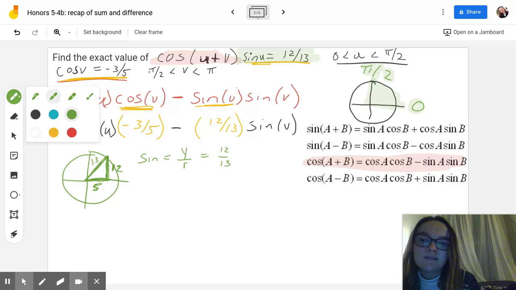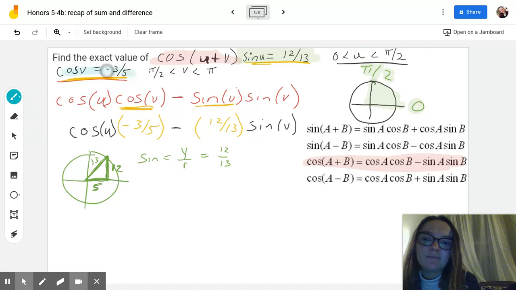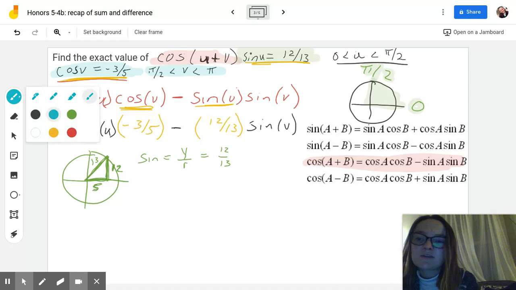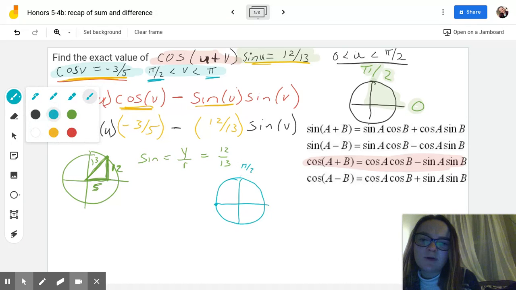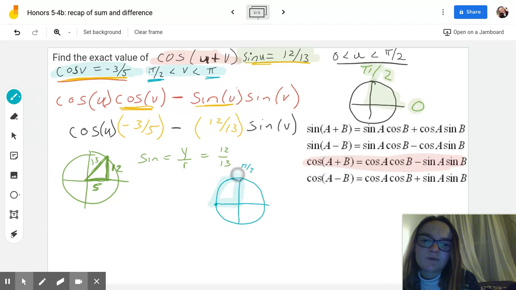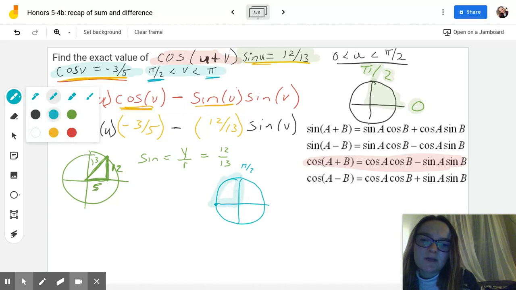Okay, let's go ahead and do a different color. Let's do blue. And let's go ahead and map out cosine of v. Okay, I know some more information for this one. So for cosine of v, let's go ahead and we'll draw a blue circle here. It says that this triangle has got to be between pi over 2 and pi. Okay, well, let's see. Pi over 2 is here, and pi is here. So it has to be somewhere in this quadrant. So let's go ahead and draw a triangle in that quadrant.